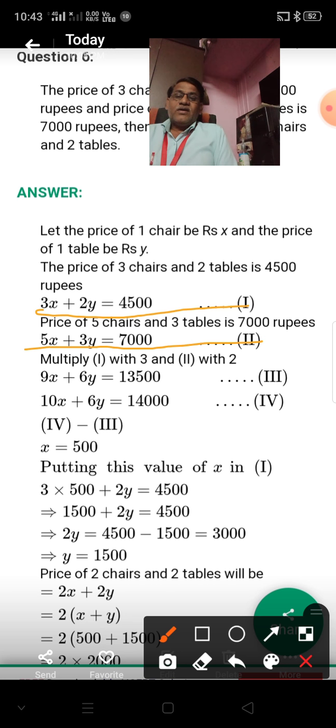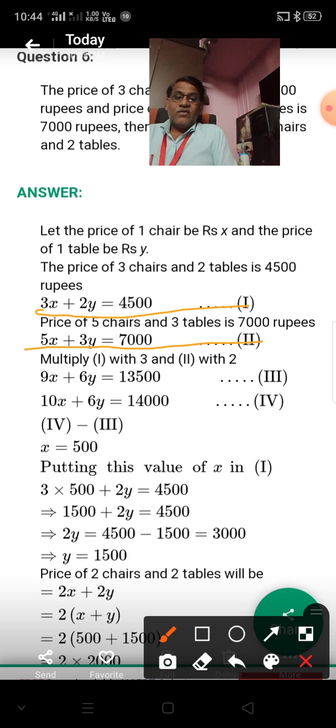Now see, when we are going to solve equations 1 and 2, either we need the coefficient of x equal or the coefficient of y equal, but here in both equations the coefficient of x is not equal and the coefficient of y is also not equal. So first you have to equalize the coefficient of either y or x. Therefore when we multiply equation 1 by 3 and equation 2 by 2, you get 9x plus 6y is equal to 13,500 and 10x plus 6y is equal to 14,000. And now you have to subtract equation 3 from 4.